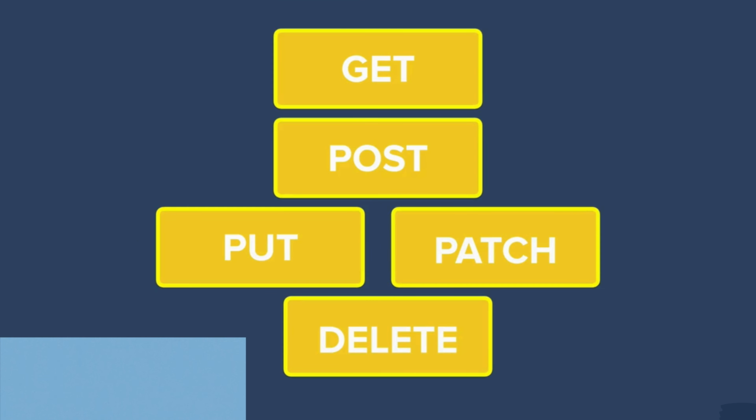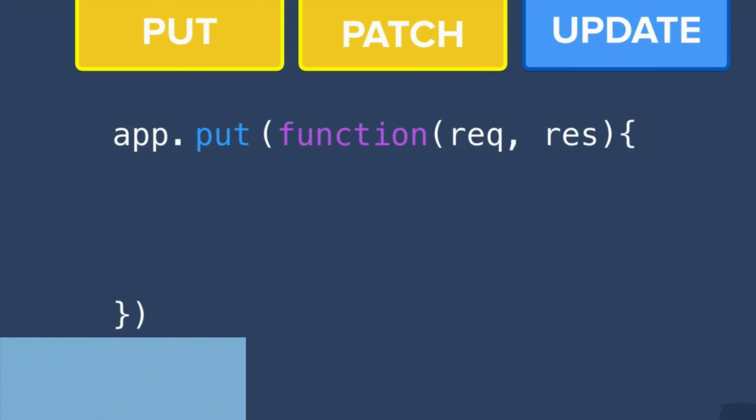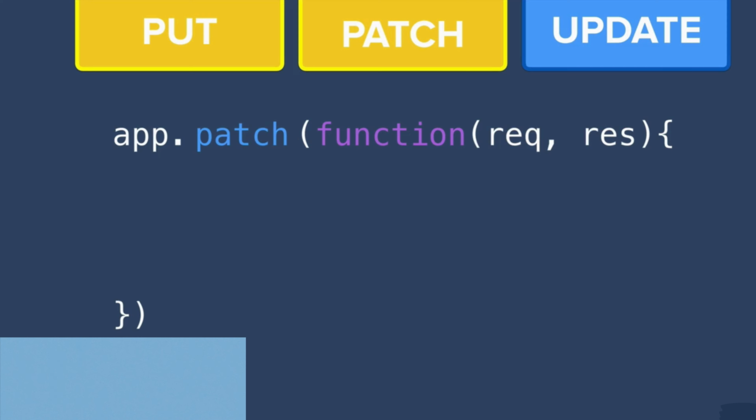The next one is put and patch, and they both update our database. So we might have app.put or we might have app.patch, and these two both go into our database and update some pieces of data. So what is the difference between put and patch? Well, here's a good analogy.